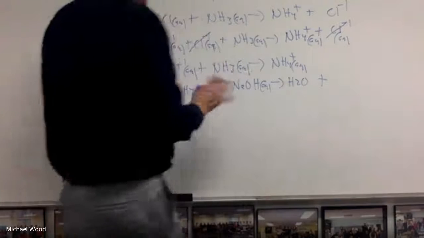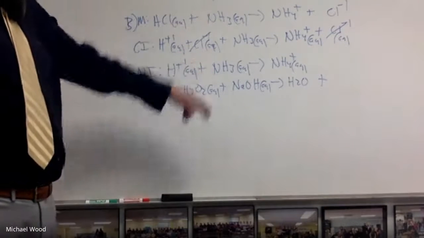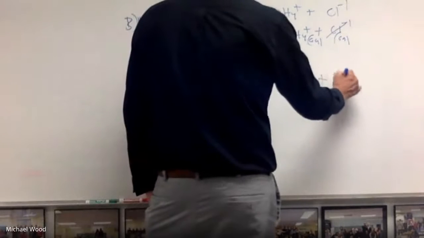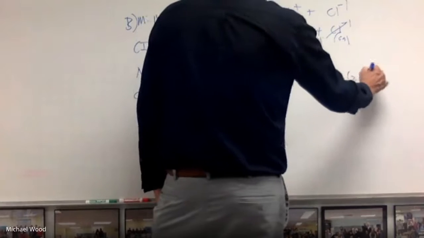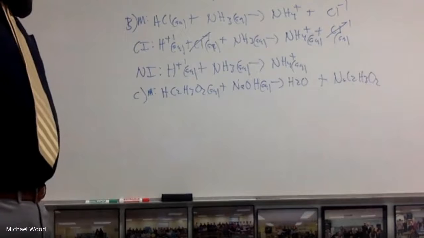Really the only time I'm not going to do the outers and the inners when it's an acid-base is if I have a weak base. If I have a weak base, I'm not going to do the outers and the inners. And then I'll do the inners, and that will be NaC2H3O2. Okay, and that is balanced.